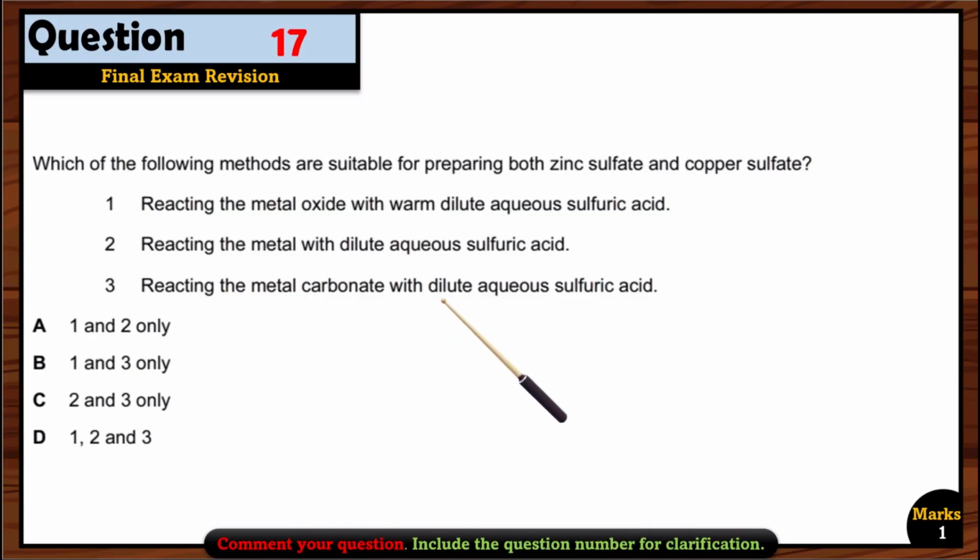Third, reacting the metal carbonates with dilute aqueous sulfuric acid. Yes, this option is right because whenever metal carbonates react with an acid, they will produce the salt and also carbon dioxide and water. So options 1 and 3 are right. That is option B.